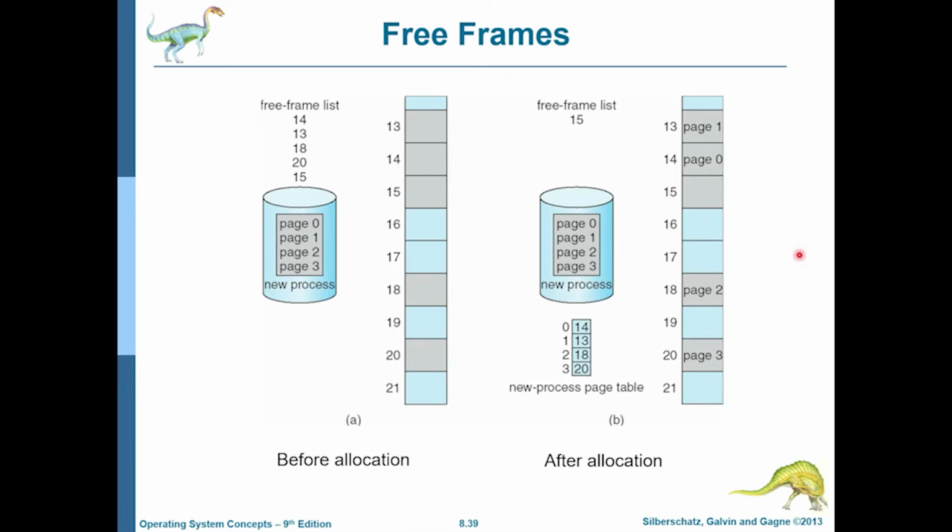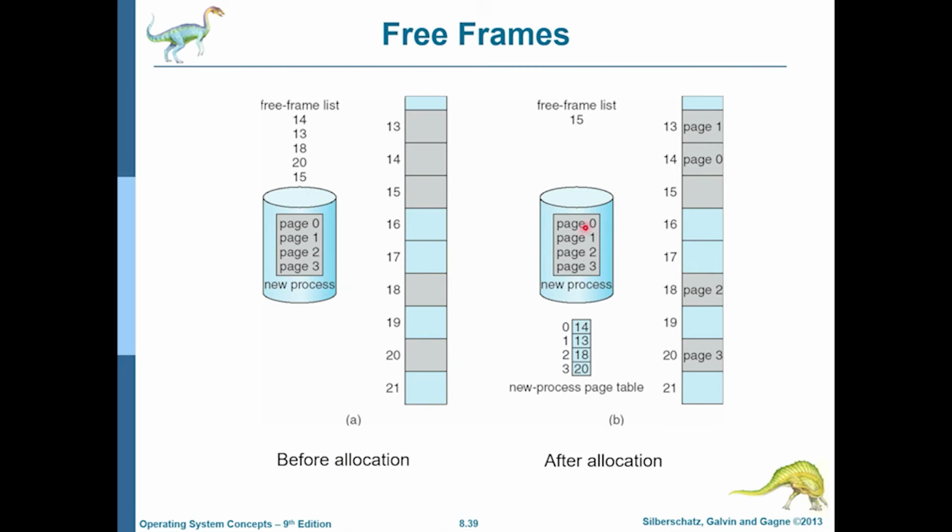Now let's look at the concept of free frames. So the operating system has to maintain a list of free frames in physical memory. It is only then that it would be able to allocate those frames to pages for a new process and then map them in a page table. So before allocation, the operating system had all these frames free, and a new process comes in which needs 4 frames. Now, before allocation, physical memory used to look like this.